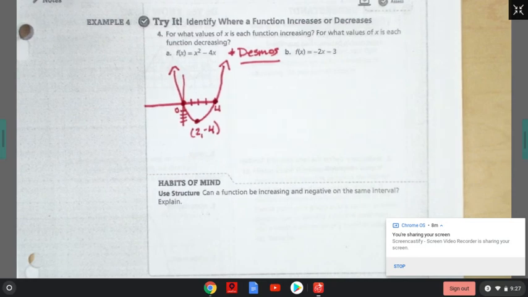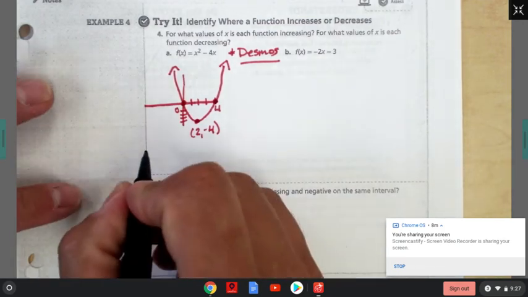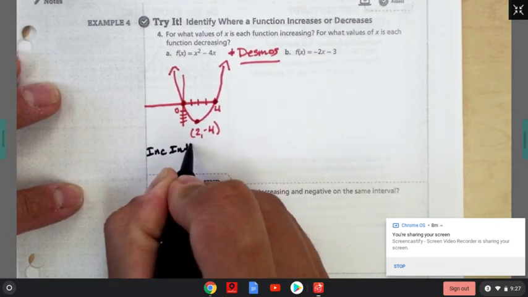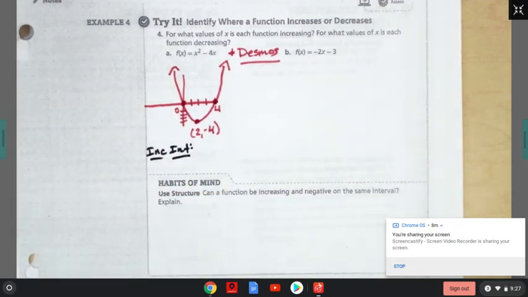All right. So now we want to look at this graph and figure out where it is increasing. So the part of the graph that is going up from left to right.